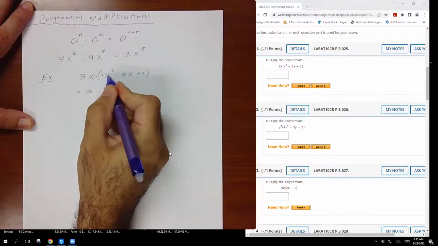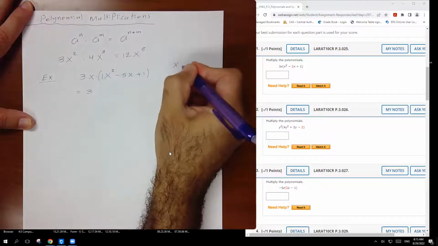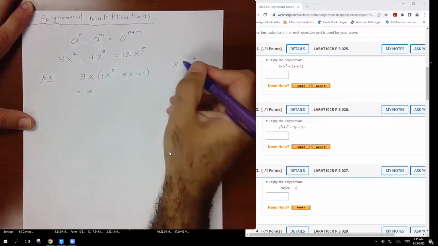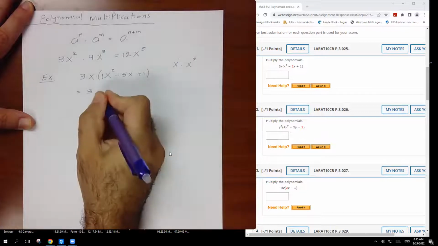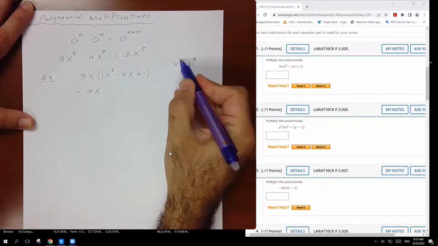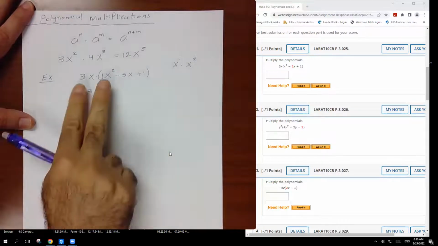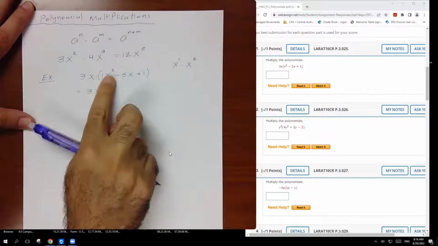x times x squared, so I have to use this rule. Here's the exponent 1. That means it's going to be x, 1 plus 2 is going to be 3. I'm done from multiplying this term with this one.